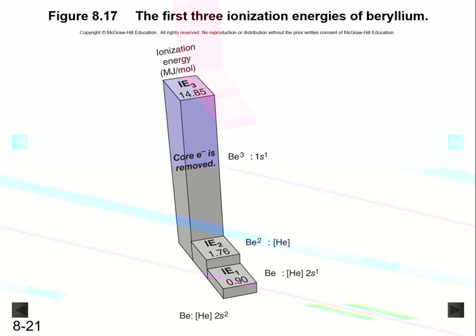The first 2 electrons, the 0.9 and 1.76 megajoule per mole electrons, those have shielding from the inner or core electrons. But when you get to the third electron, it's not shielded much at all. There's one other core electron, but there are no other core electrons that are core to it. And so its ionization energy jumps up almost a factor of 10 from the second ionization energy.